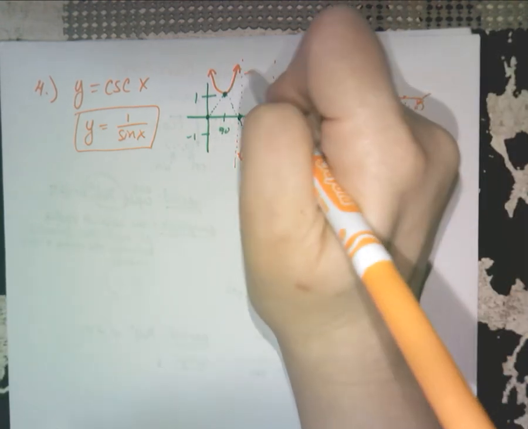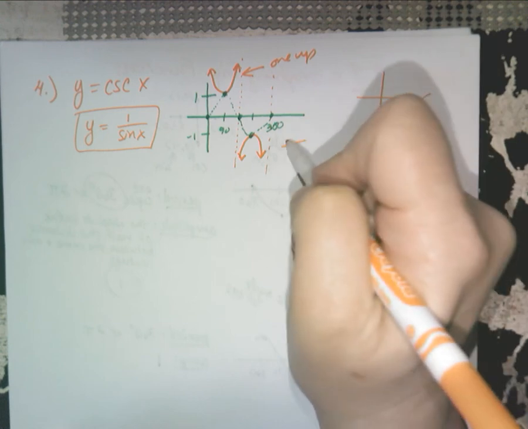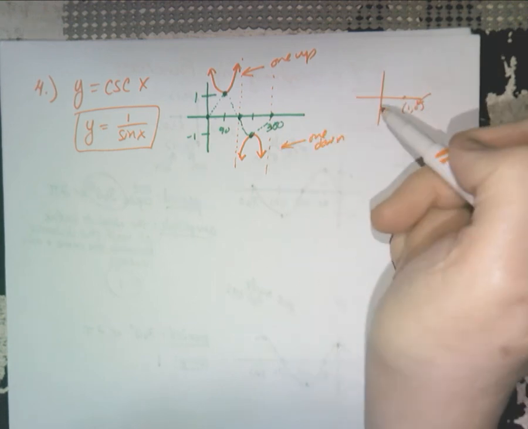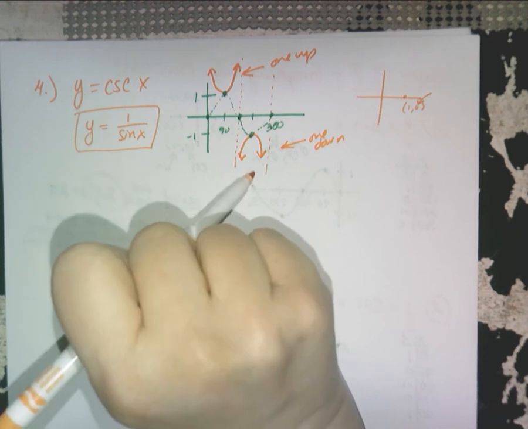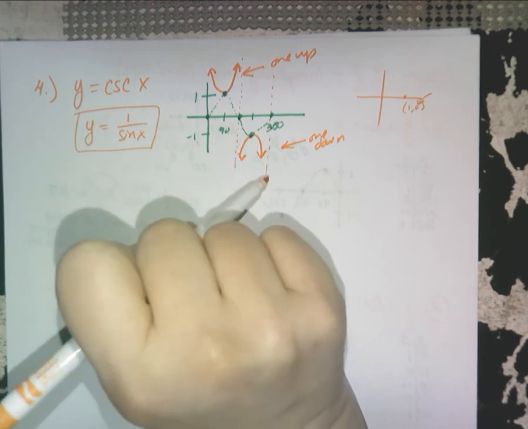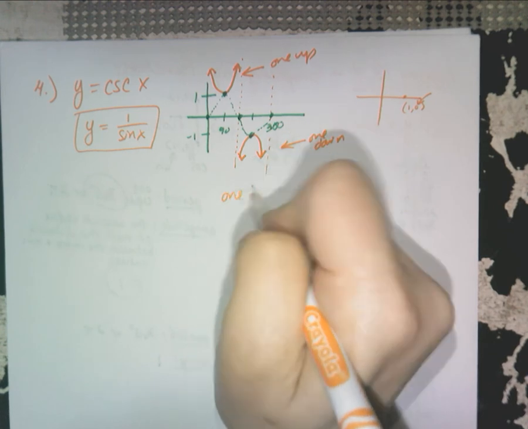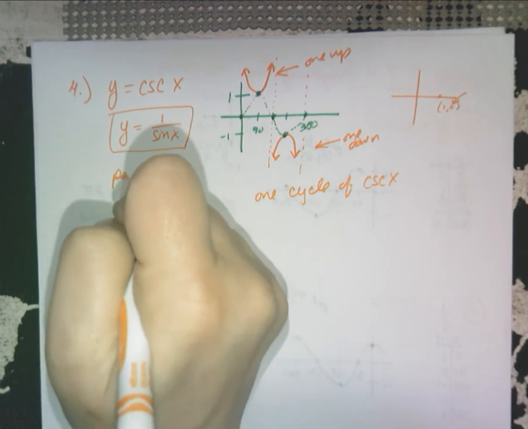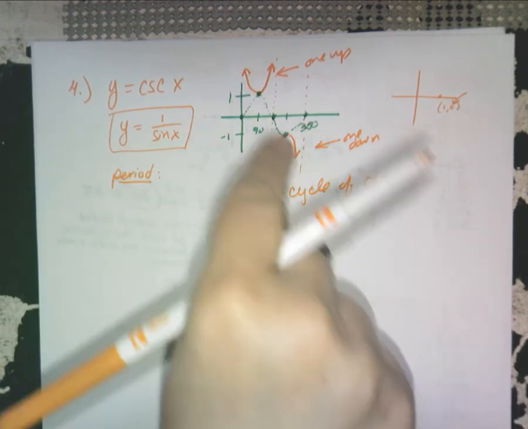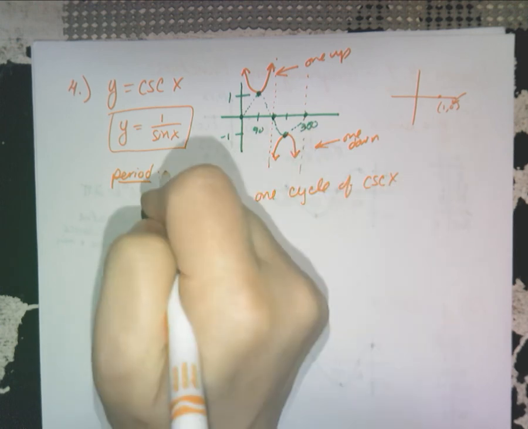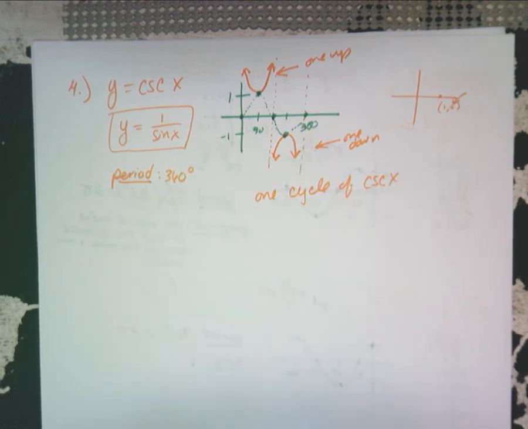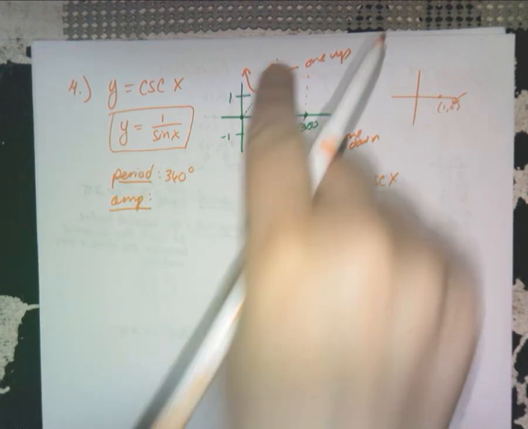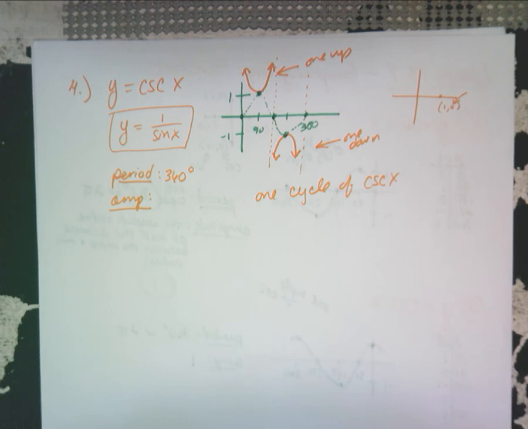What you've just drawn, when you have one up and one down, that is one cycle of cosecant. An up and a down, one cycle. One cycle of cosecant. The period, an up and a down, the period is 360. Again, or 2 pi. Your amplitude, how high is half the distance from the max to the min? Well, if they're looking like parabolas, how high is it going? How low is it going? Infinity again or none. Has no amplitude.